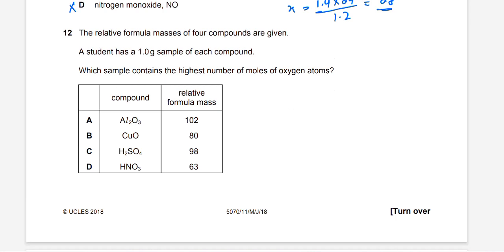The relative formula masses of 4 compounds are given. A student has a 1.0 gram sample of each compound. All compounds have 1 gram of each, and their relative formula masses are also given. We find out their number of moles. How? Given mass divided by molar mass is equal to number of moles. So n is equal to 1 by 102, n is equal to 1 by 80, n is equal to 1 by 98, n is equal to 1 by 63.